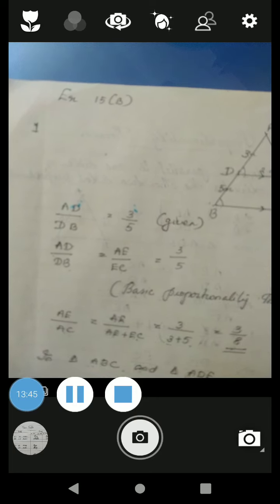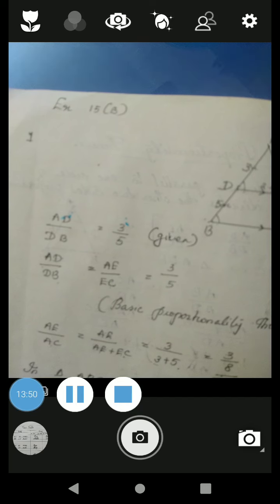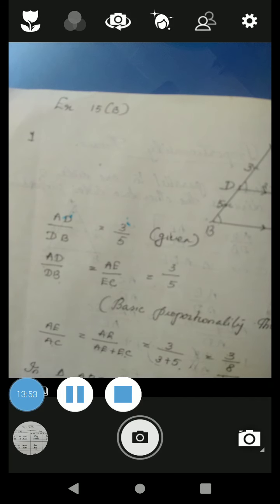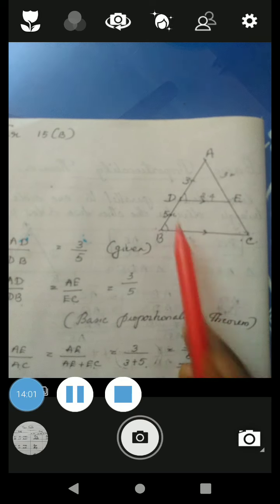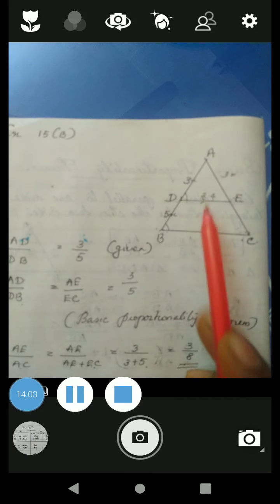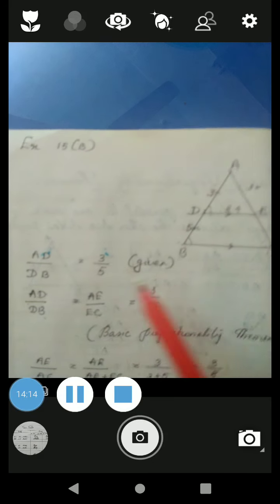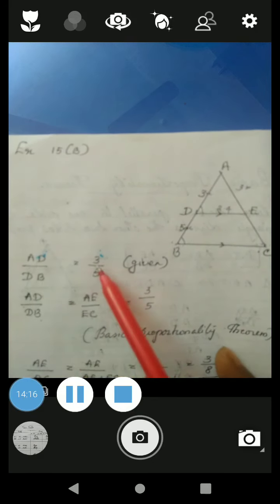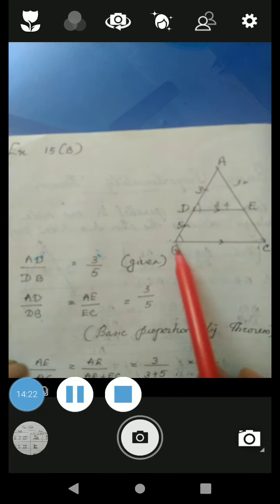Now exercise 15B, first question. You can see a figure there. In the following figure, point D divides AB in the ratio 3:5. Find AE by EC, AD by AB, AE by AC. Okay. Now, what is given? AD by DB is 3/5. It is given that DE is parallel to BC.